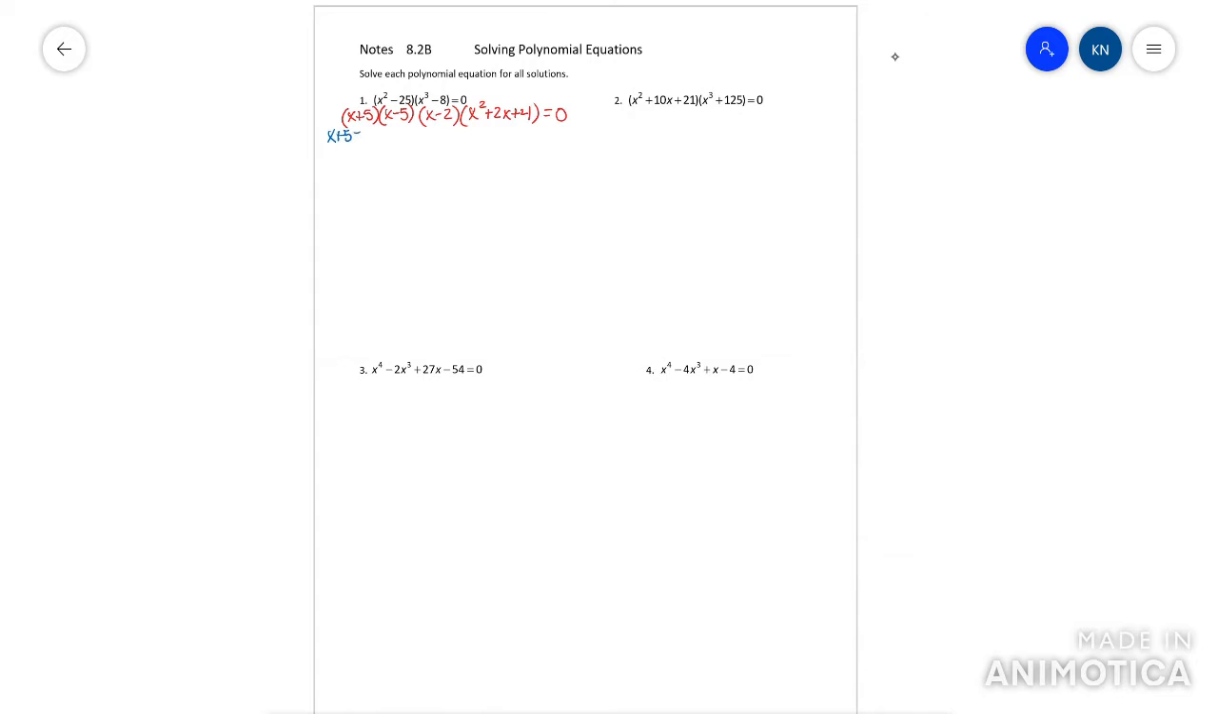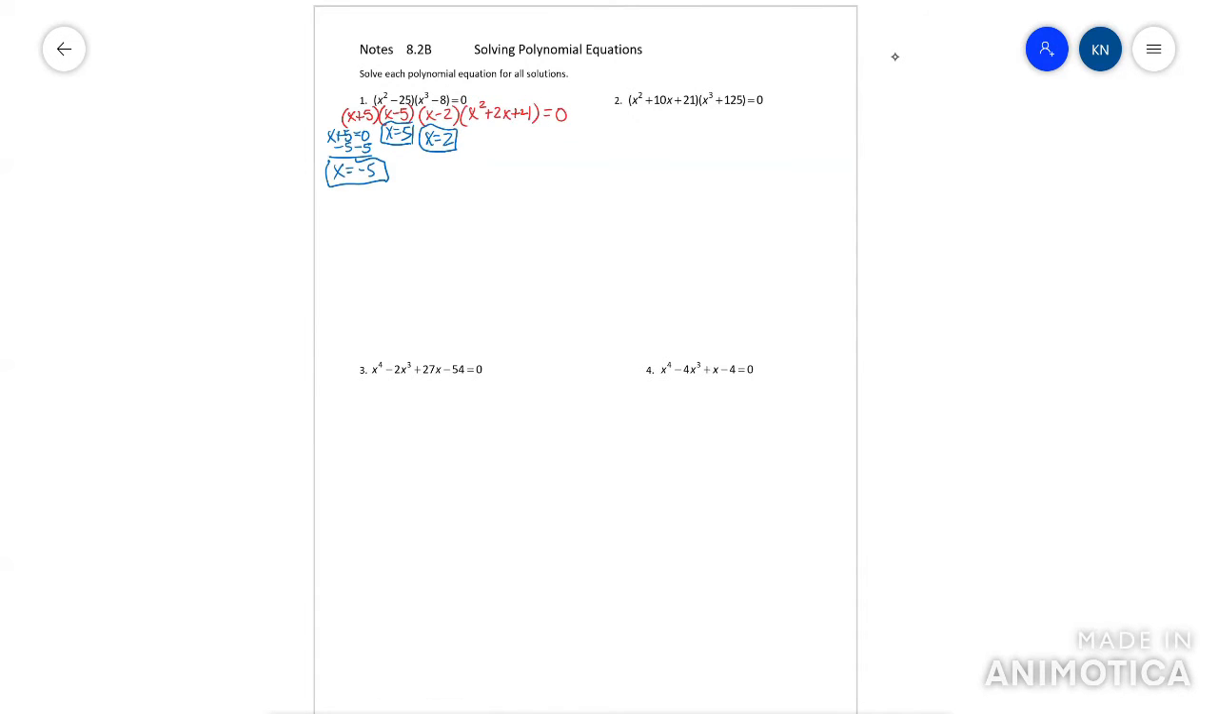X plus 5 equals 0. Go solve by subtracting 5. X equals negative 5. So I'm doing that for all of these factors. So like this one would become x equals 5 if you worked it out. This one would be x equals 2. Of course, I had this x equals negative 5, which brings us to this guy right here.